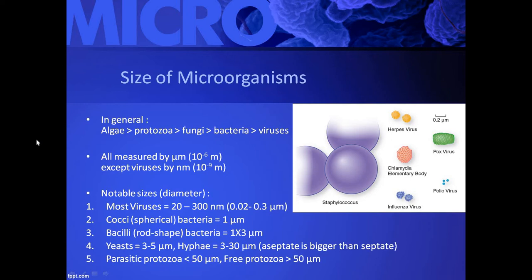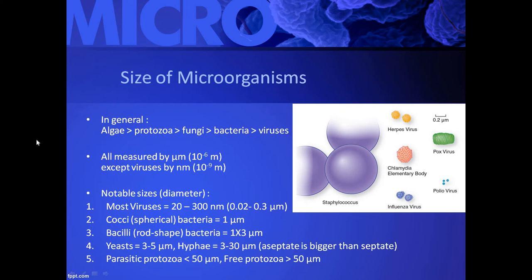The spherical bacteria, the cocci, have a diameter of 1 micrometer on average, while the rod-shaped bacteria, the bacilli, measure 1 by 3 micrometer. The yeast fungi have a diameter of 3 to 5 micrometer, while the mold fungi, their structure, the hyphae, have a diameter of 3 to 30 micrometer. The aseptate hyphae are bigger than the septate hyphae in diameter.